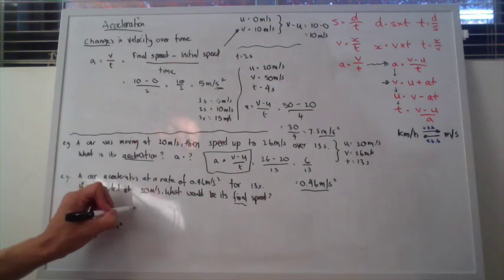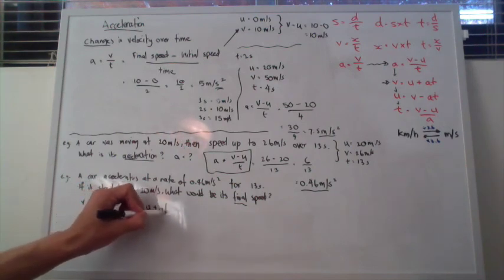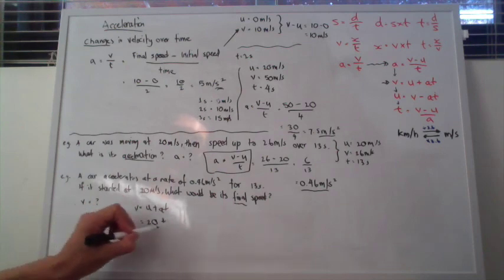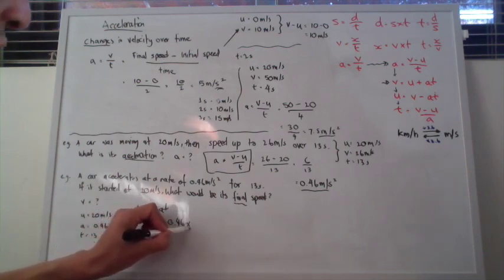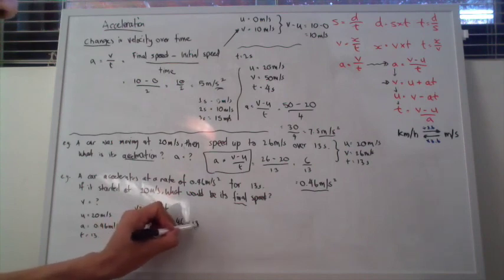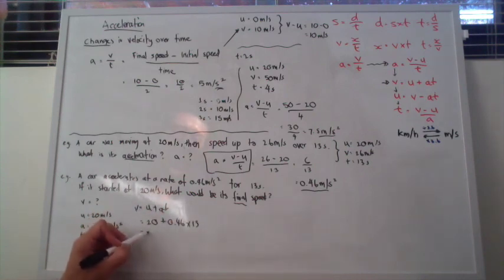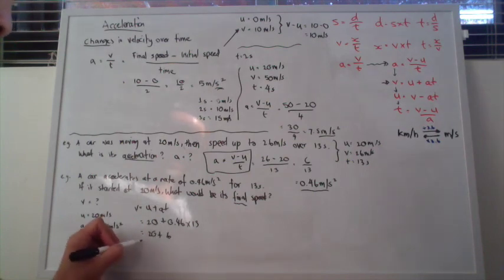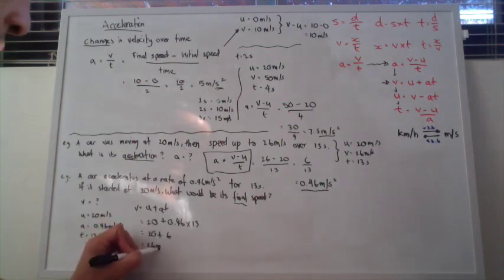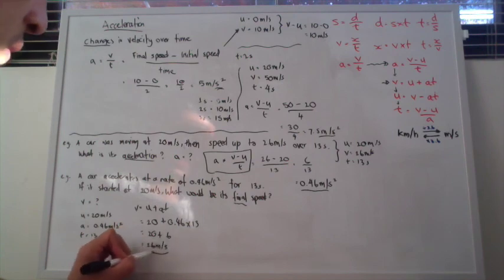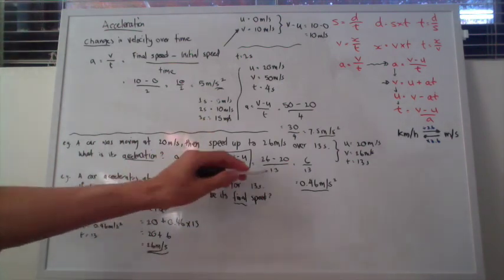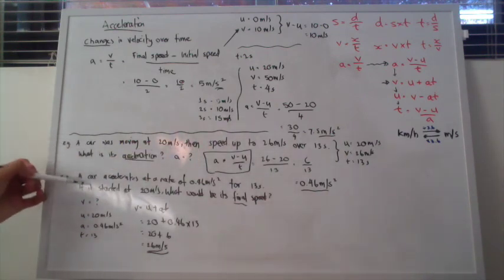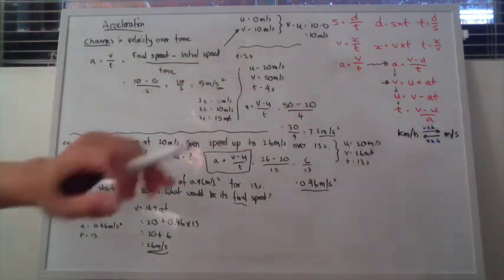Now we use a different formula, however, u plus at. So you can go, okay, 20 plus 0.46 times 13, which will be 20 plus, was that 6? Which equals 26 meters per second. And so my final speed is 26 meters per second. Now, these are the same numbers, right? But you can see how a change in the question requires you to then use a different formula to work it out, right?